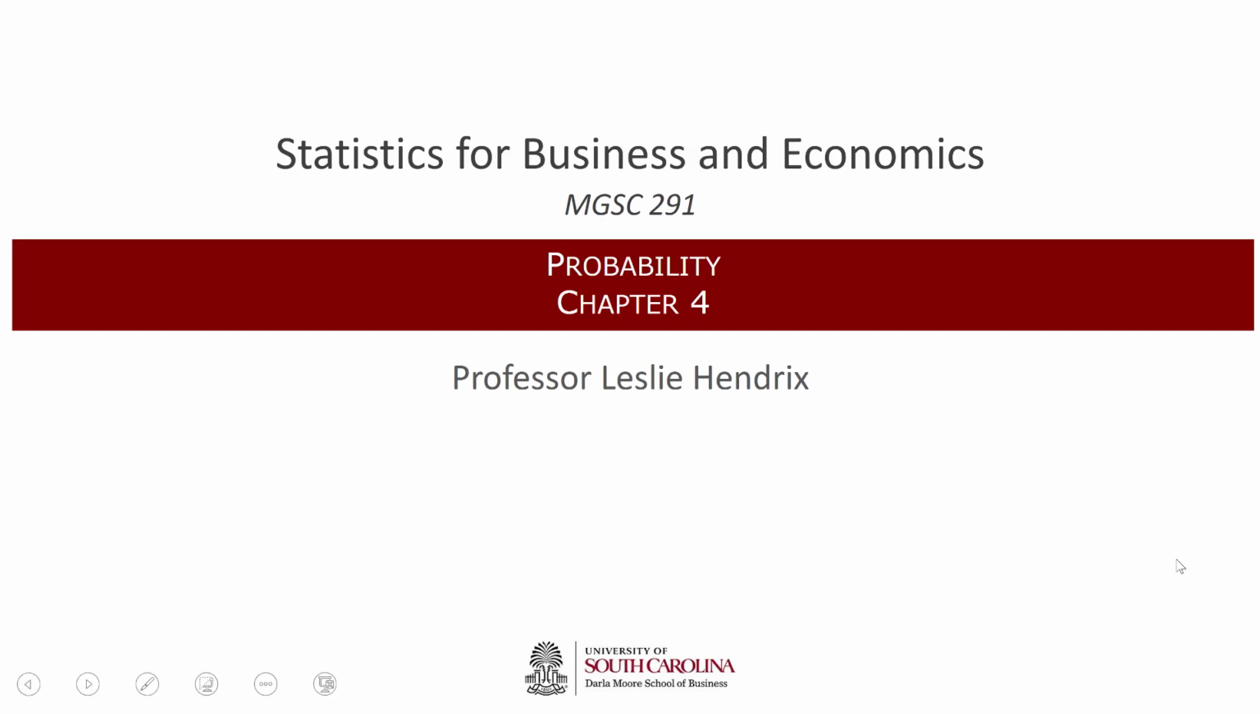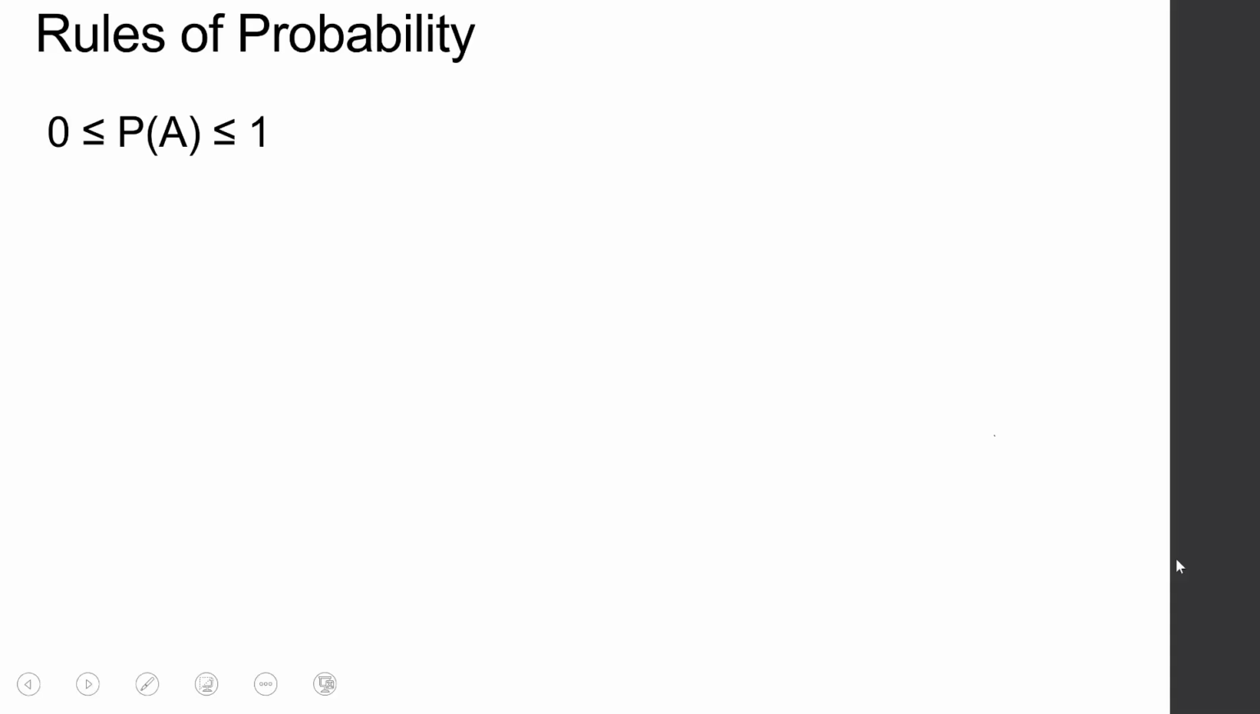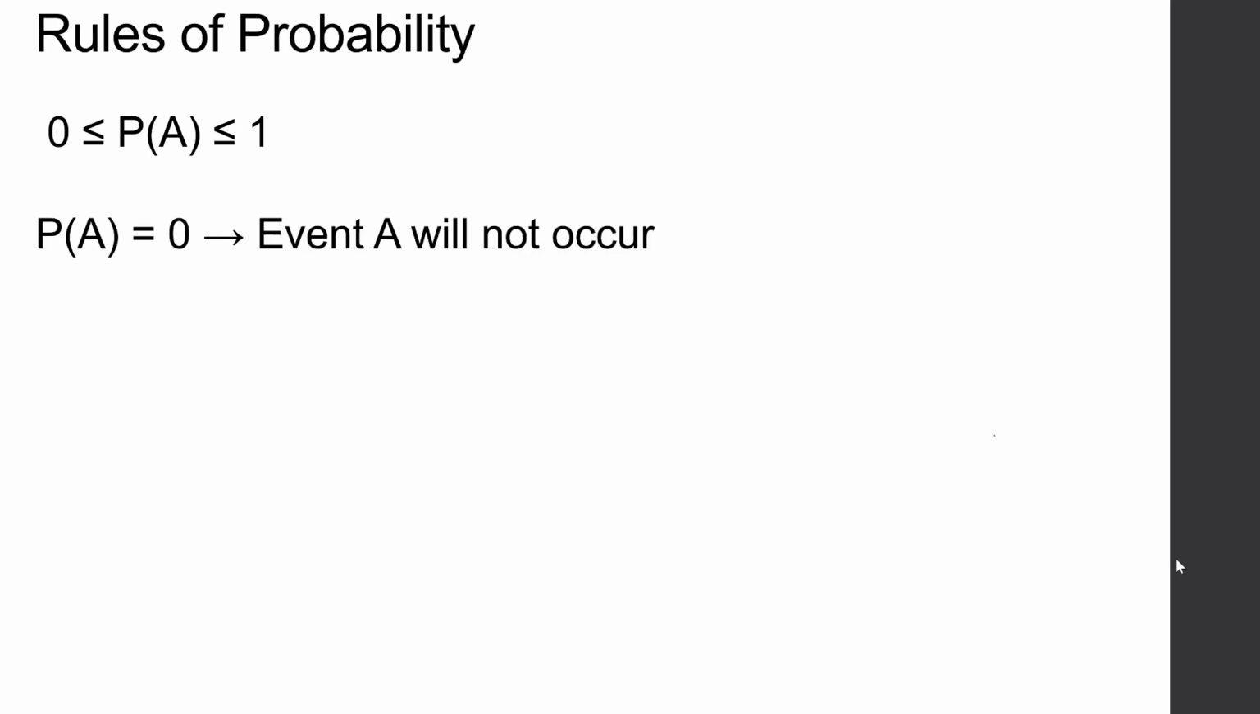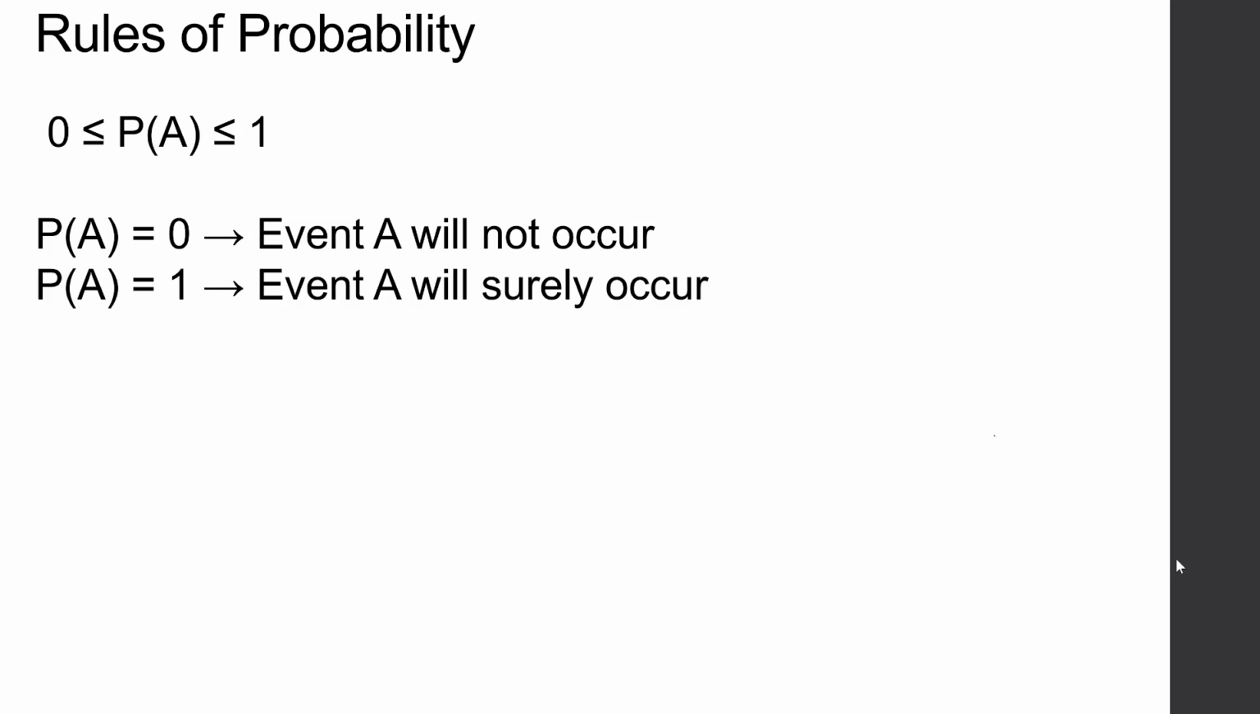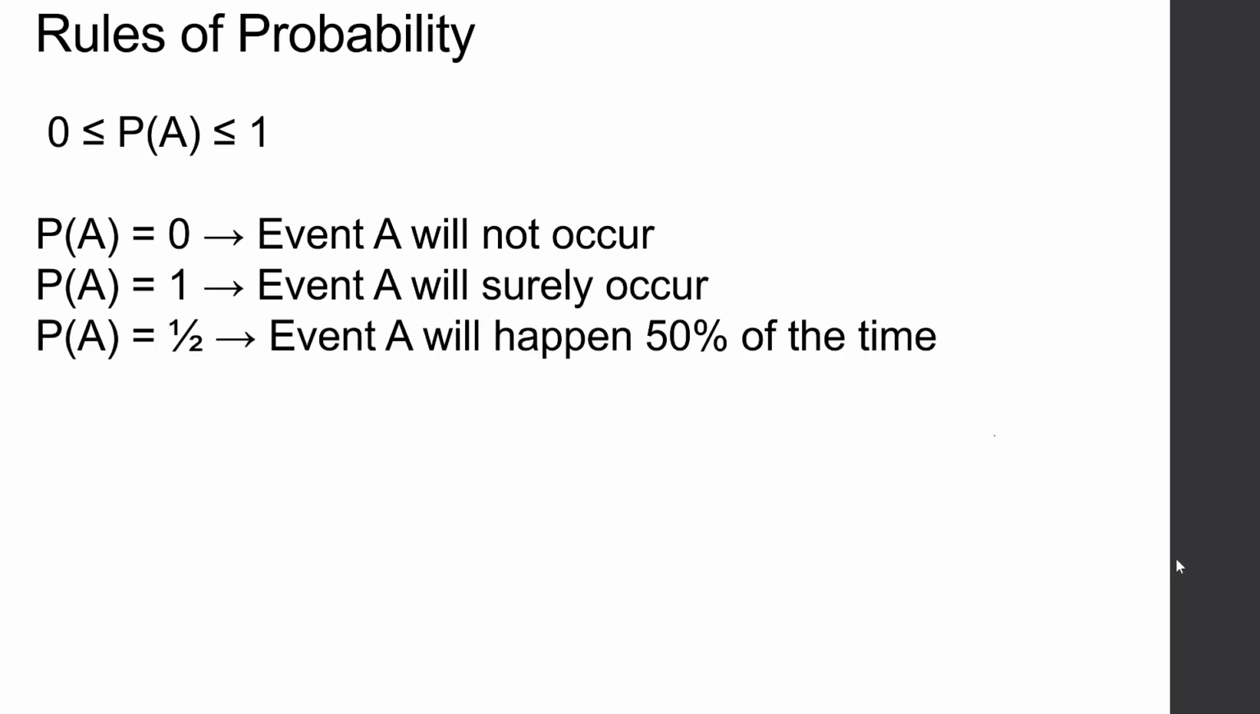Okay, Chapter 4, Probability. So we have our basic rules of probability: they go between 0 and 1. They can't be any less than 0 and they can't be any more than 1. The probability of A equaling 0 means that the event will not occur. If it equals 1, it means the event will surely occur. And if it equals a half, for instance, anything in between is what percent of the time it's going to happen in the long run.